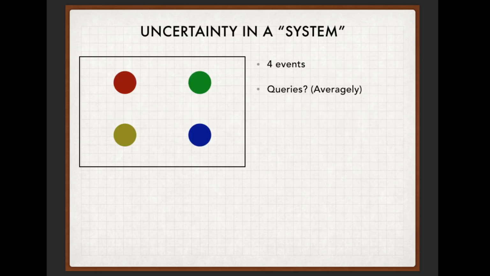How about if our system has 4 events? Say those marbles all have the same probability, the same likelihood of being taken out as the outcome of our experiment. In this case, how many yes-no closed questions, binary questions, does one need to ask to figure out the color of the taken out marble?